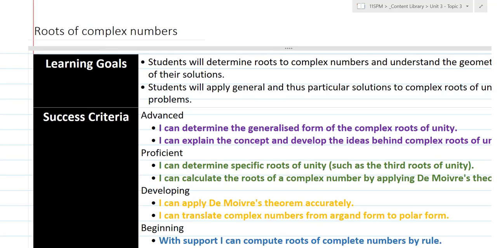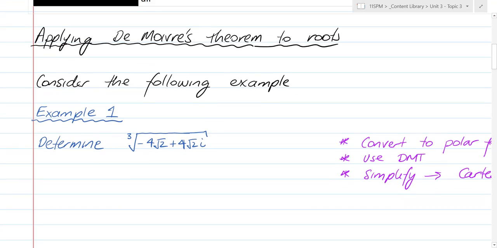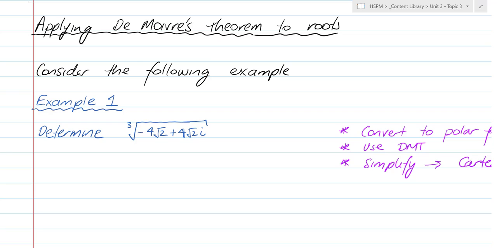Roots of complex numbers. There's the learning goal, success criteria. Now we're going to apply de Moivre's theorem to roots. So what I was just saying was, with a question like this in the past, you may have done something like this. Let that equal a plus bi. We know that the root of a complex number is always just another complex number.